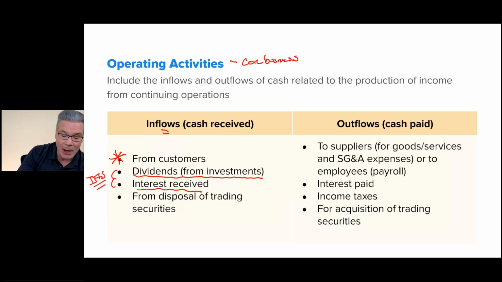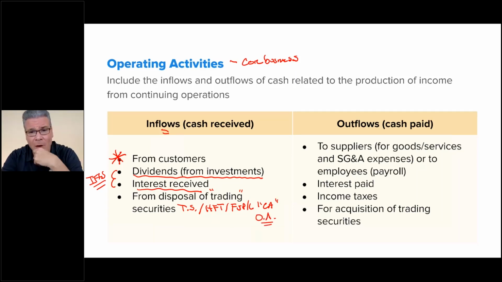All righty. Now, when you see trading securities, trading, sometimes called held for trading, sometimes called fair value through P&L. If it's listed as a current asset, it's an operating asset. Okay, it's an operating asset. All right, operating outflows from the core business.